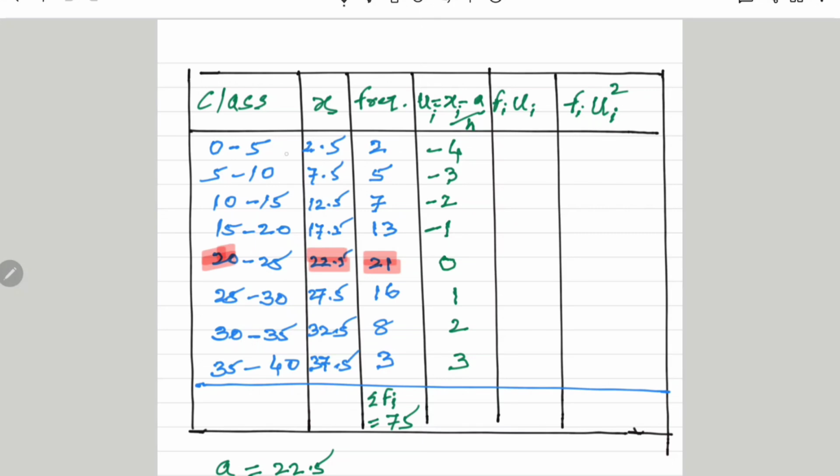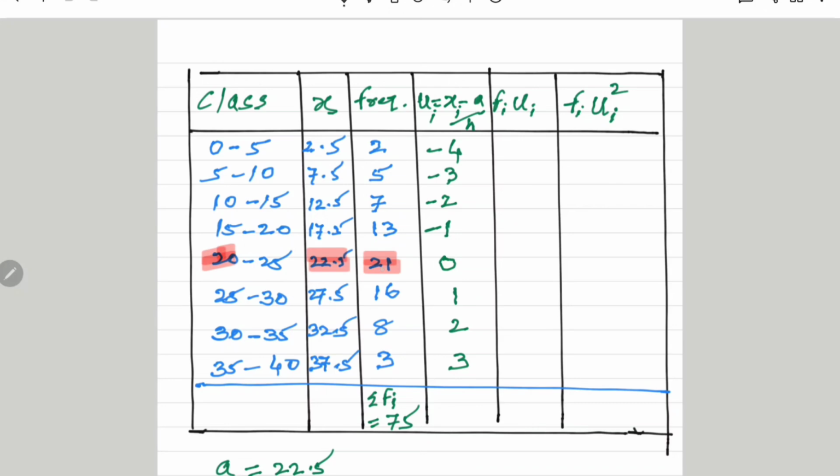And the midpoint of the first class: the difference is 5, divided by 2, we get 2.5. Then increase it by 5 as the class width is 5. Therefore, 2.5 plus 5, we get 7.5, plus 5, we get 12.5, next 17.5, next 22.5, 27.5, 32.5 and last 37.5, and the corresponding frequencies are 2, 5, 7, 13, 21, 16, 8 and 3.